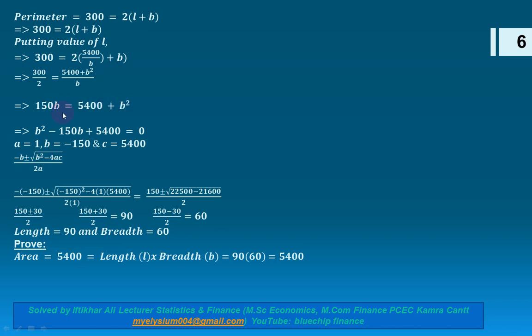So finally, B square minus 150B plus 5400, and now it is fit for the quadratic equation in which A equals 1, B equals minus 150, and C equals 5400. So just put the values into the quadratic formula, and length will be 90 and breadth will be 60. And now after putting the values into the formula, you can prove whether it is correct or wrong.